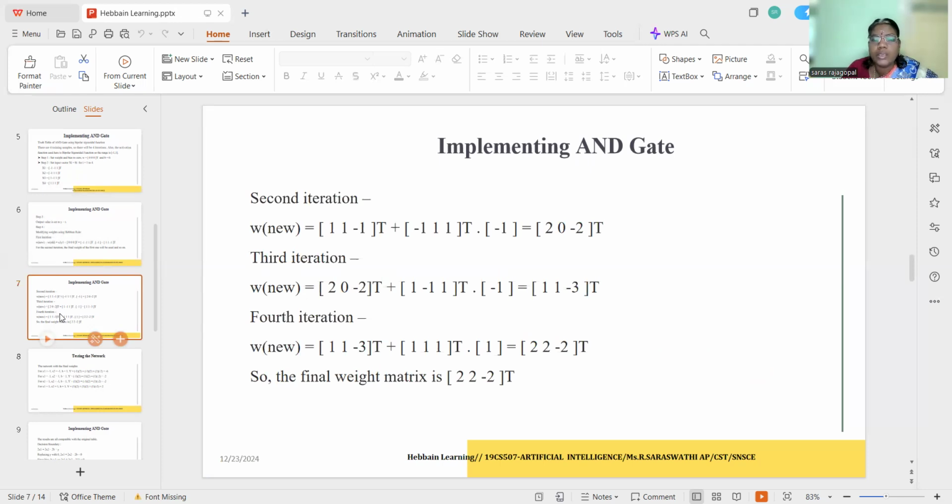The x2 value is -1, 1, 1 with the target value into -1. Therefore, 1 plus 1 is equal to 2, 1 minus 1 is 0, and -1 minus 1 is -2t.